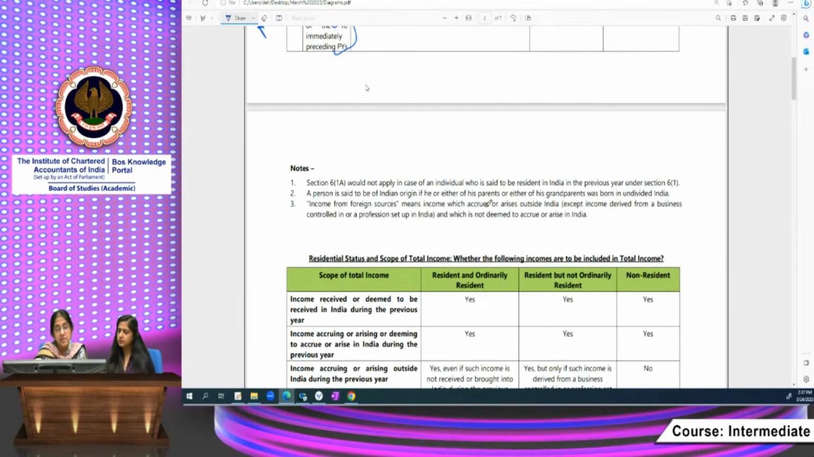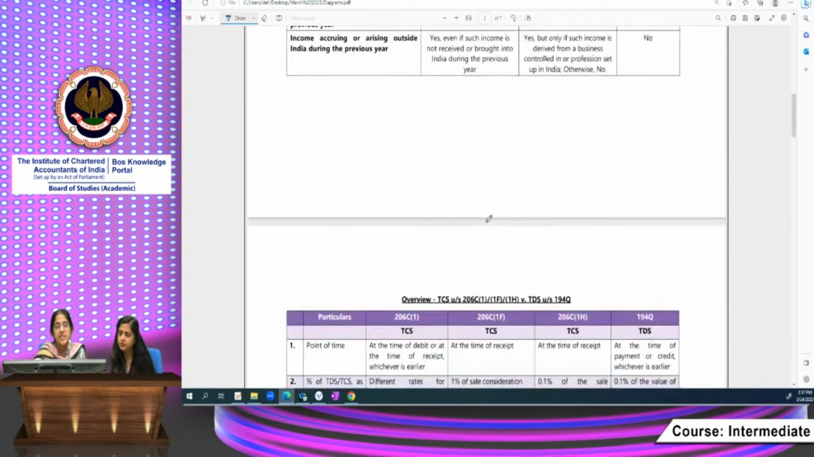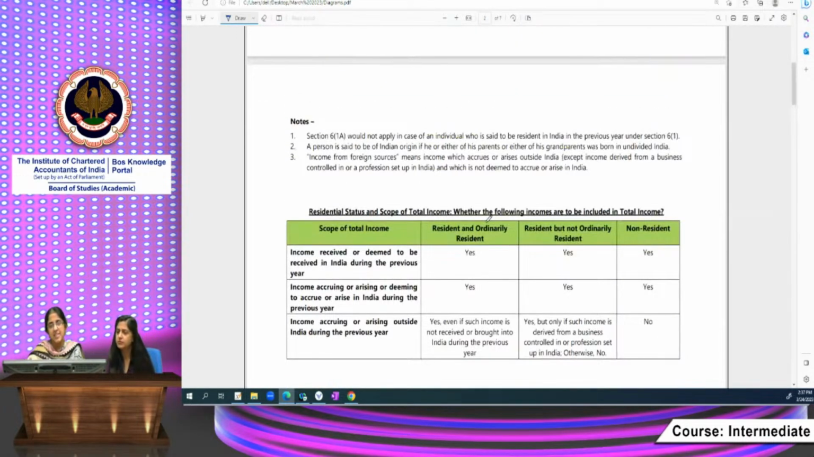Now, we see the scope of total income. As I said, why is all this important? Why are we going through the whole exercise of saying what the residential status is? See, what is the scope of income which is includable? What all income will I be including while computing the total income of a person? Let's take income received or deemed to be received in India during the previous year. It's taxable in all three cases: ROR, RNOR, non-resident. Then income accruing or arising or deemed to accrue or arise in India during the previous year is also taxable in all three cases.